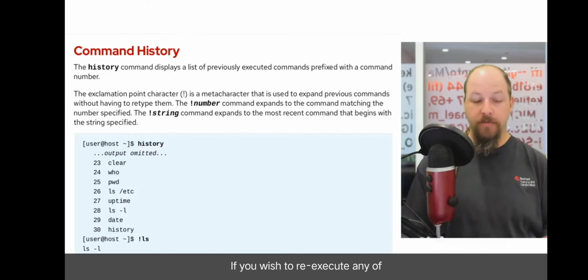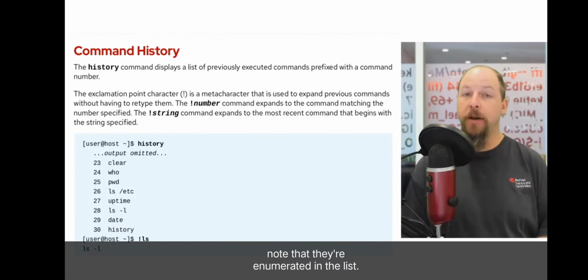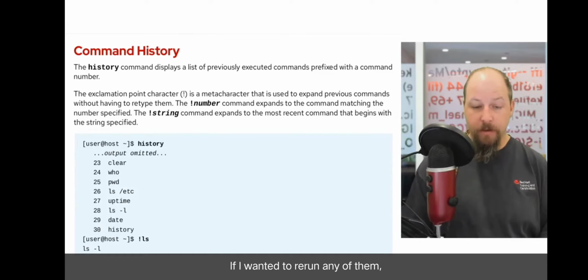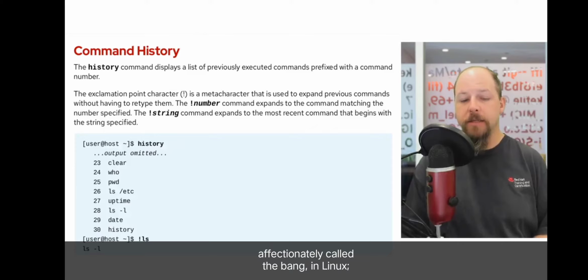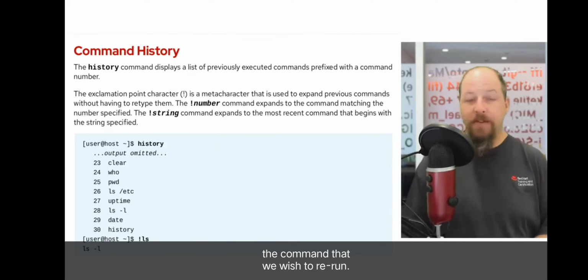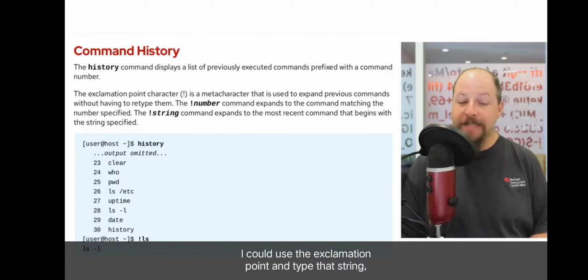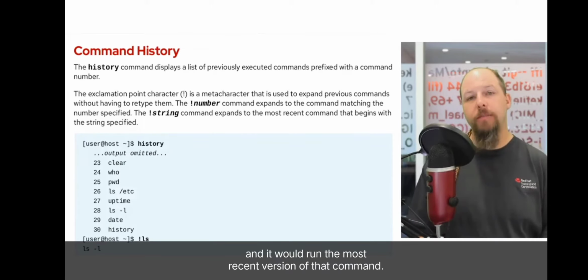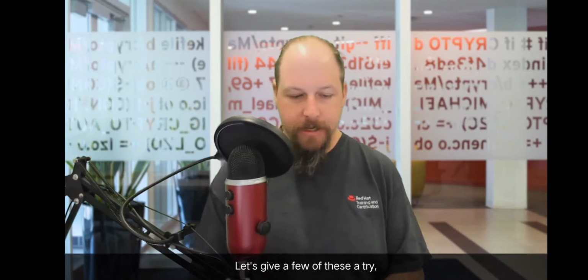If you wish to re-execute any of your previously run commands from the command history, note that they are enumerated in the list. If I wanted to rerun any of them, I can use the exclamation point, affectionately called the bang in Linux, and then the number of the command that we wish to rerun. If I wanted to run a previous command that matches by string, I could use the exclamation point and type that string, and it would run the most recent version of that command. Let's give a few of these a try.